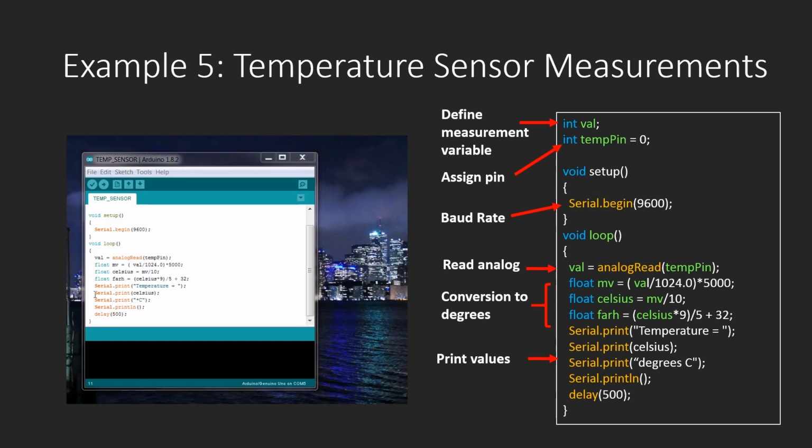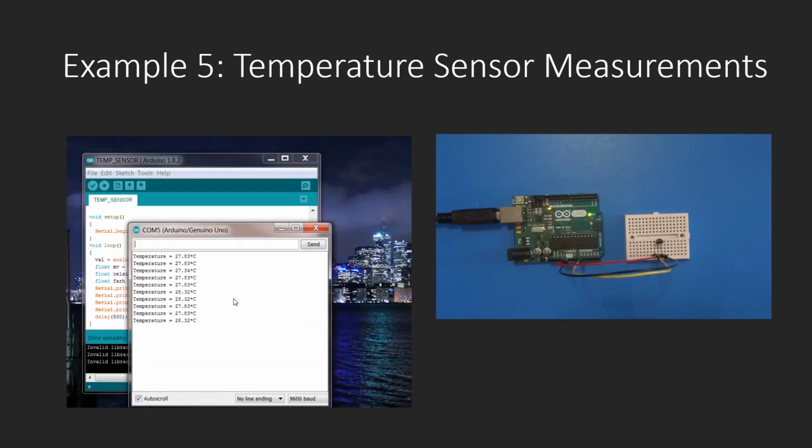All you need to know in this example is that we are using an analog sensor, and because of that, the output is essentially a voltage signal, and we want to convert that to degrees Celsius or Fahrenheit. The conversion factor is usually specified by the manufacturer. And finally, we use the serial print command to display our results every half second, which is what we wanted.